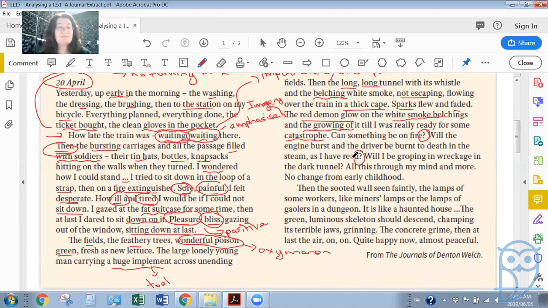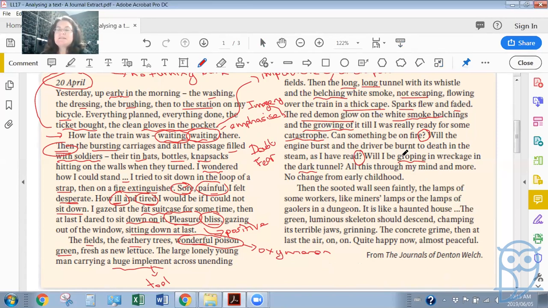So this is a well-read person. And generally, if you're well-read, you could have these kinds of ideas because you've been exposed to them in literature. But the point is, the rhetorical question highlights doubt. It also highlights fear, doesn't it? So will the engine burst and the driver be burnt to death in the steam, as I have read? Will I be groping in wreckage in the dark tunnel? So his worst nightmares are coming to him here.